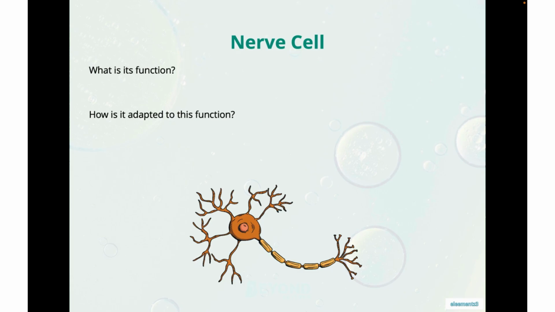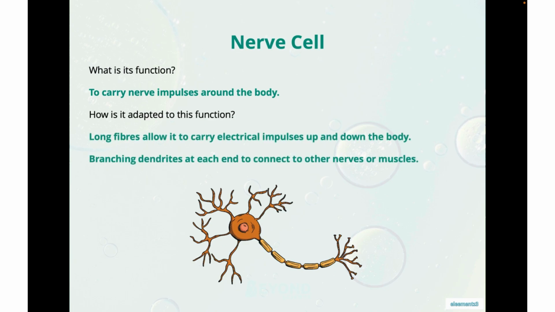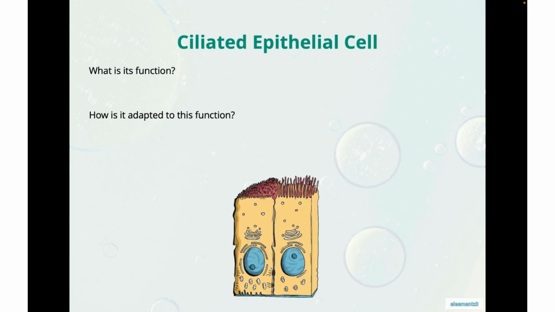Nerve cell. What is its function? To carry nerve impulses around the body. How is it adapted to this function? Long fibers allow it to carry electrical impulses up and down the body. Branching dendrites at each end to connect to other nerves or muscles.